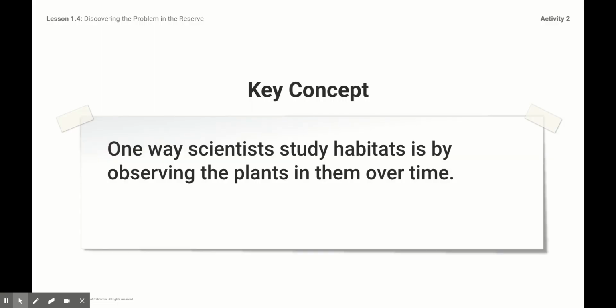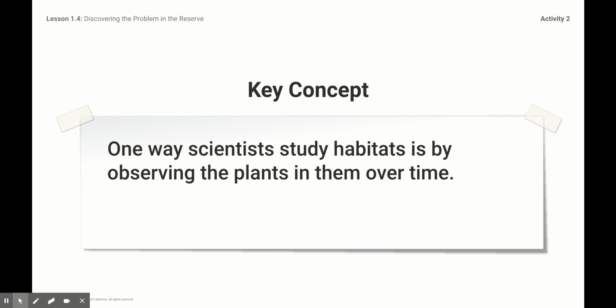So, one way that scientists study habitats is by observing the plants in them over time. So, I hope that you remember from last lesson, we learned about this word observe and observing. Observing means to look at something closely, right? To study it. So, that's what we are helping the scientists do in this lesson.